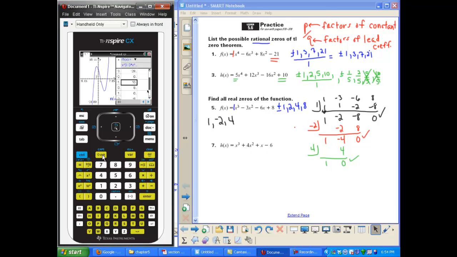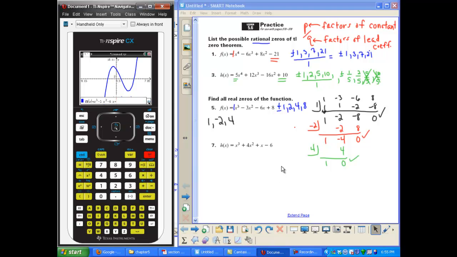Let's try this with number 10. So I'm going to have to change that polynomial. Whoops. It's hard to do this the way you guys do this.